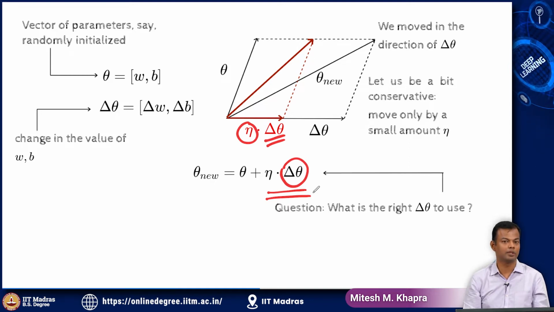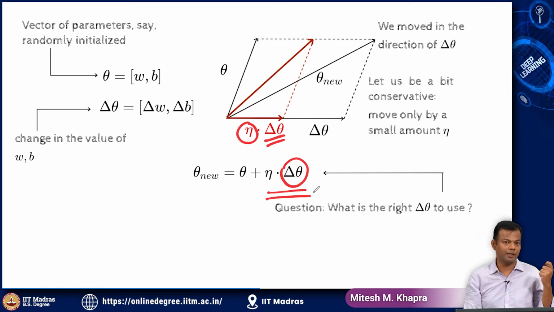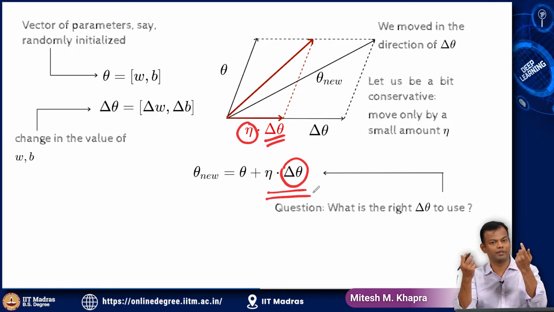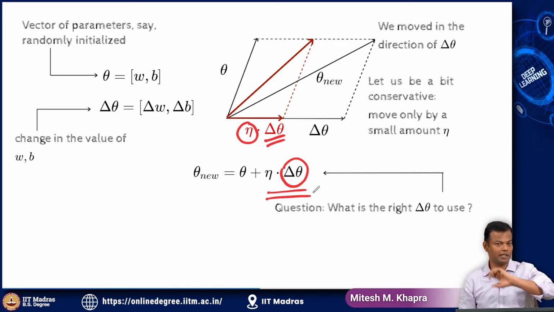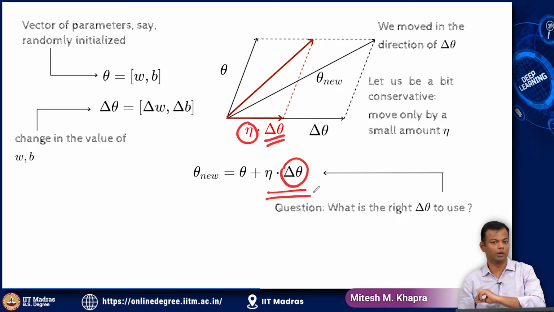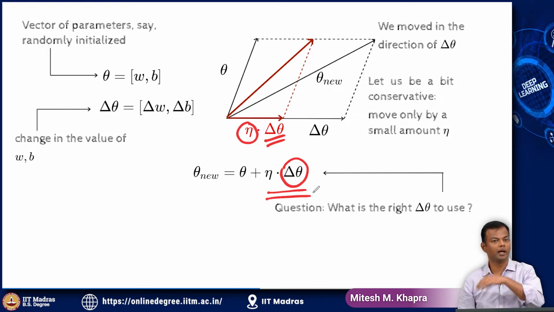Now the question of course is, what is the right delta theta to use? What was my algorithm in the random guess? I was just coming up with some delta theta, just moving there, and then realizing the error has not decreased. So let me just go back and then try to find some new delta theta, change that much, and then find a new value.